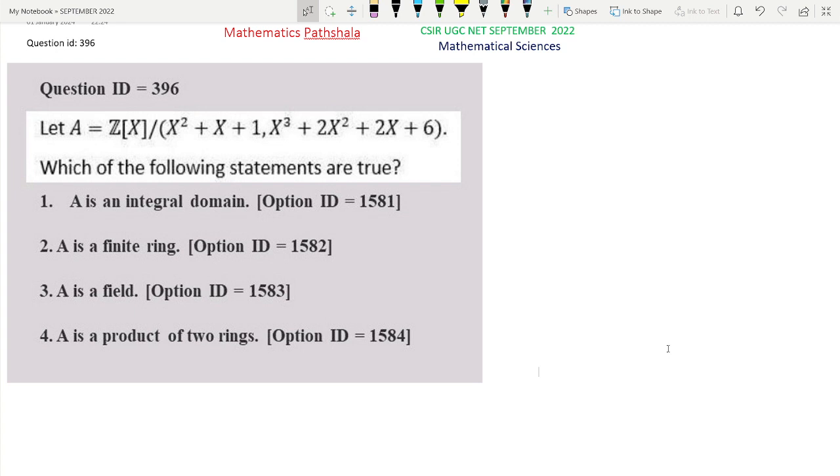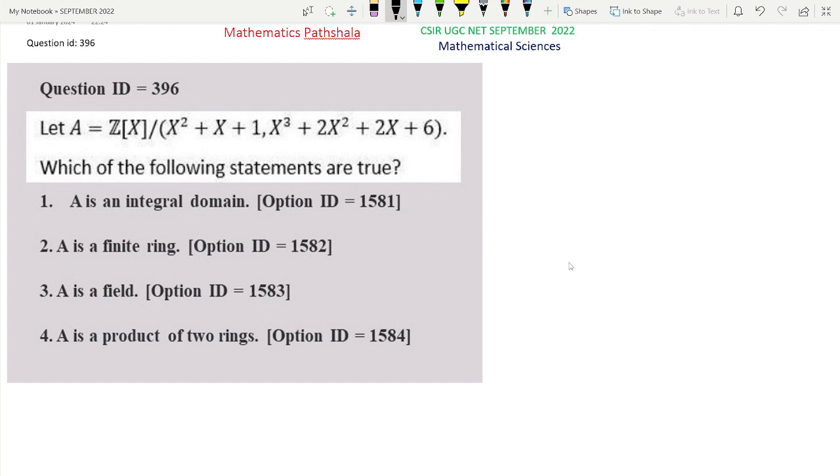A is an integral domain, A is a finite ring, A is a field, A is a product of two rings. So first, let me study about this ring. First, about this ideal generated by these two polynomials and then this quotient ring.